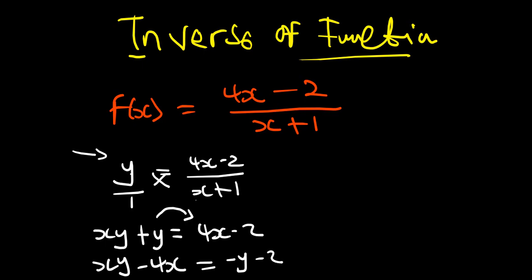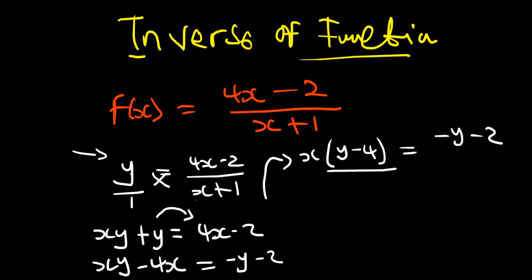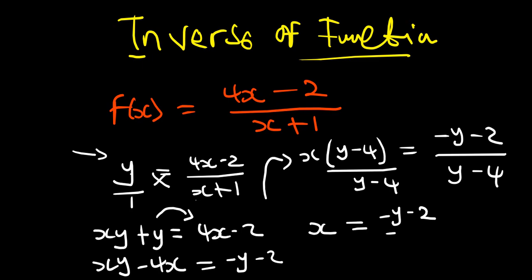From this xy and 4x, we can factorize the x. So we're going to say x, and then in the brackets we're going to remain with (y minus 4), and this is equal to minus y minus 2. We can divide both sides by y minus 4. So here we're going to have x is equal to (minus y minus 2) divided by (y plus 4).